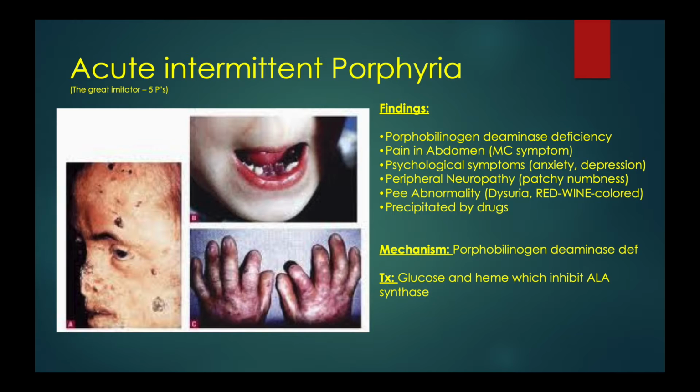Acute intermittent porphyria. I never really memorized this one too much, other than the red wine colored urine. It's so distinct. But I'd go red wine colored urine, and it's that porphobilinogen deaminase deficiency. I'd have that one down.